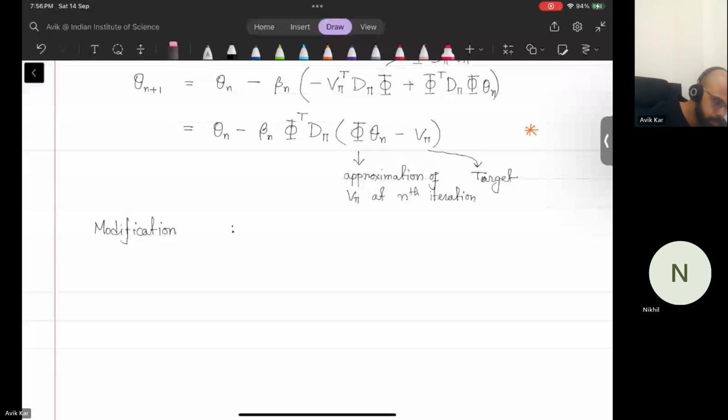Eliminate V pi. So for that, what we can do is theta n plus 1 equals theta n minus theta n, P transpose P pi, P theta n.